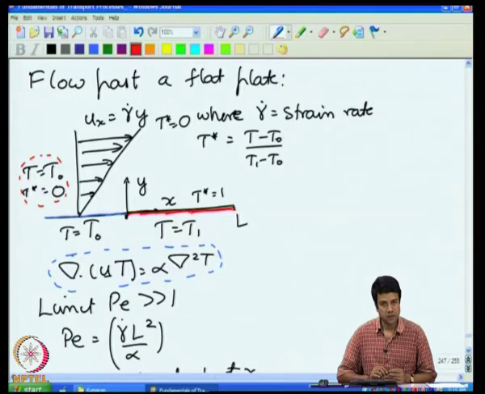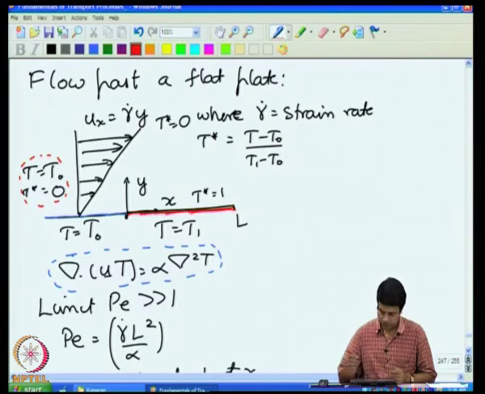Therefore, the only way that heat can be transported from the surface to the fluid is due to diffusion, due to the molecular motion of the molecules. We have neglected that diffusion term in this case, and therefore, we are not able to satisfy boundary conditions. Since we have neglected diffusion, there is no way for heat to be transferred from the surface to the fluid, and because of that, we are not getting heating anywhere within the fluid.